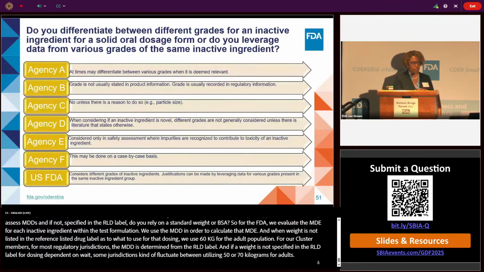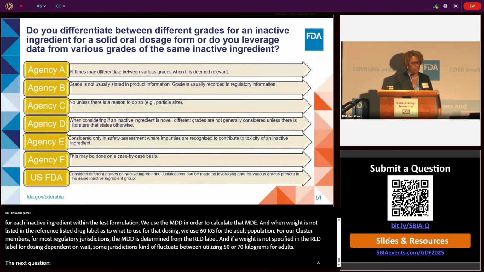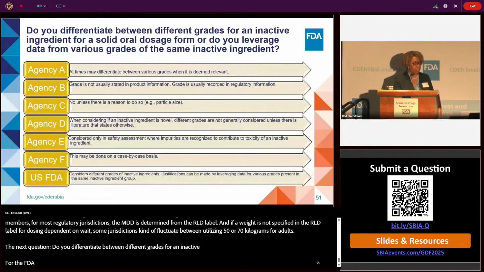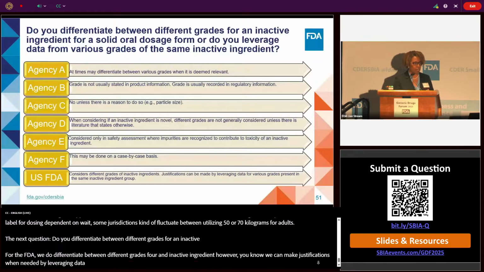The next question, do you differentiate between different grades for an inactive ingredient for a solid oral dosage form? Or do you leverage data from various grades of the same inactive ingredient? For the FDA, we do differentiate between different grades for an inactive ingredient. However, we can make justifications when needed by leveraging data for various grades within that same inactive ingredient group or family.